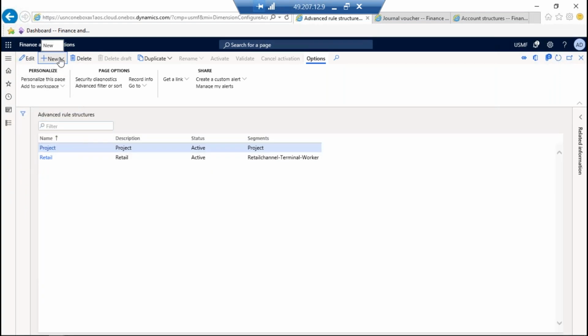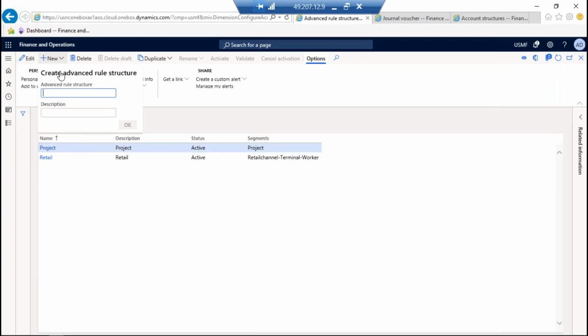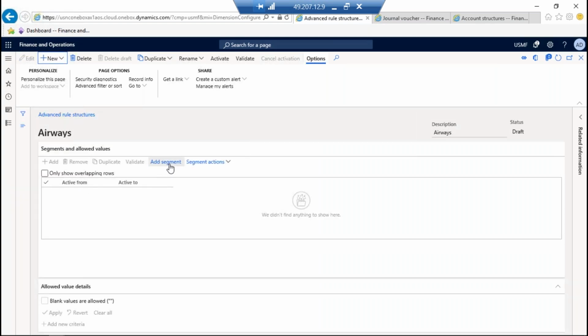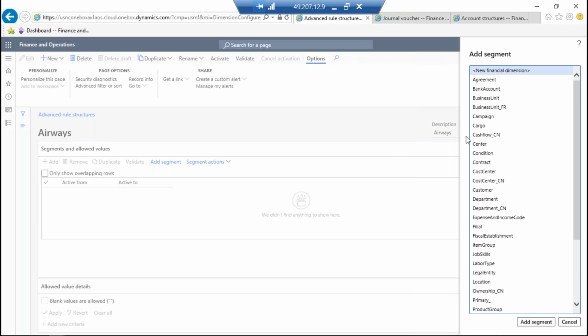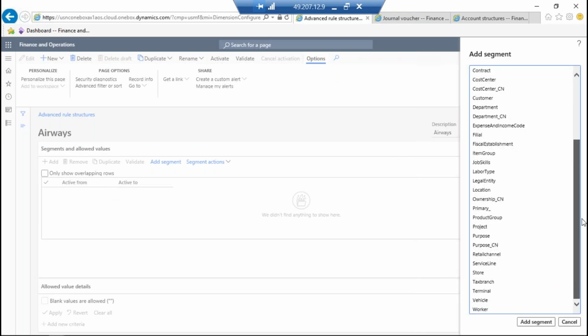Click new and map, like suppose airways as one structure. Click OK. And you can add here segment. Now financial dimension should be created already, that airways. Then you can use that one. Understood?